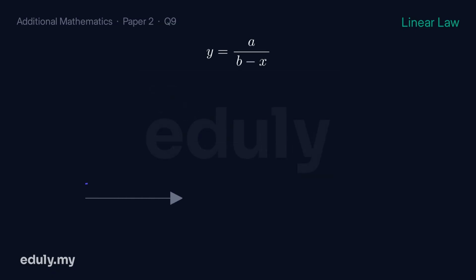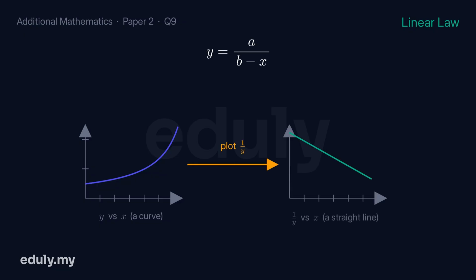Before any numbers, the big idea. As it stands, y against x is a curve, not a straight line. Linear law is the trick of replotting the data so it lines up straight. Plot 1/y against x instead, and the points fall on a line. And the payoff: the gradient and intercept of that line hand us a and b.